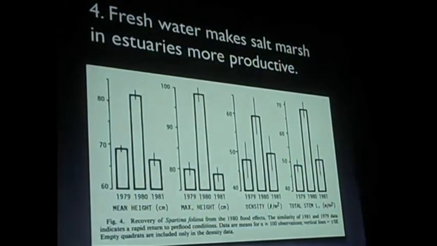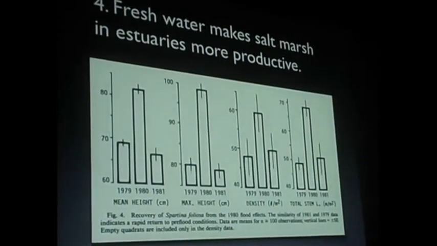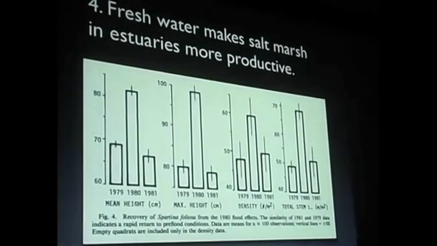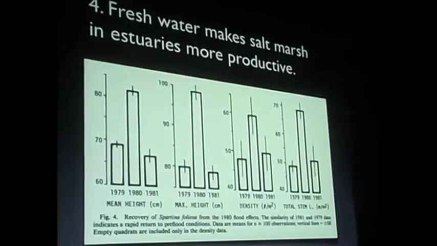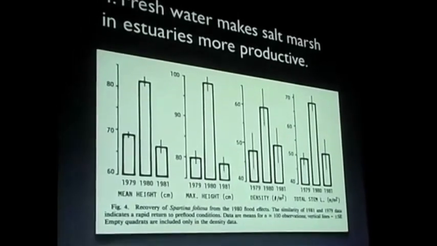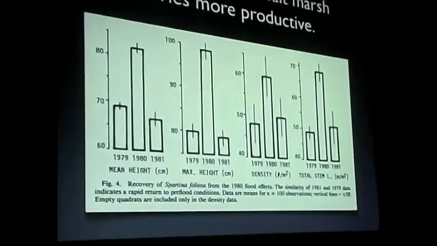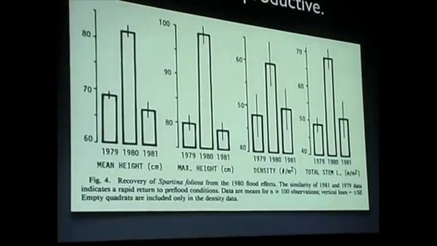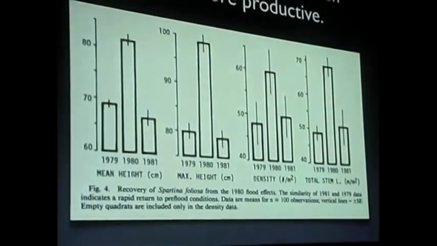Fresh water makes salt marsh species more productive. Those species aren't out there because they love the salt. Most plants hate salt, right? And really hate salt. And when you give them a little fresh water, they grow. And they germinate. And they do all sorts of good things.